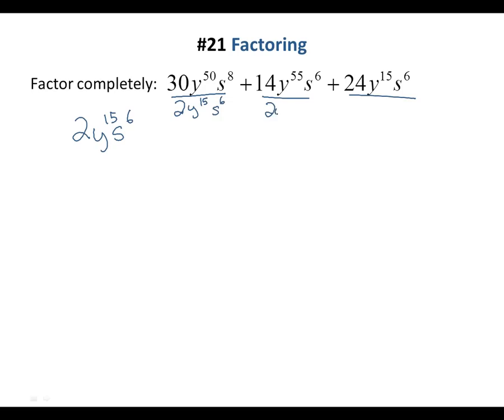The GCF. So I have 30, 14 and 24. What number do they have in common? Okay, I have y to the 50th, y to the 55th, and y to the 15th. What do they have in common? Y to the 15th. So we're always gonna pick the what exponent? The smallest one. Okay. So I have y to the 15th, and then what about my s's? S to the 6. Okay.